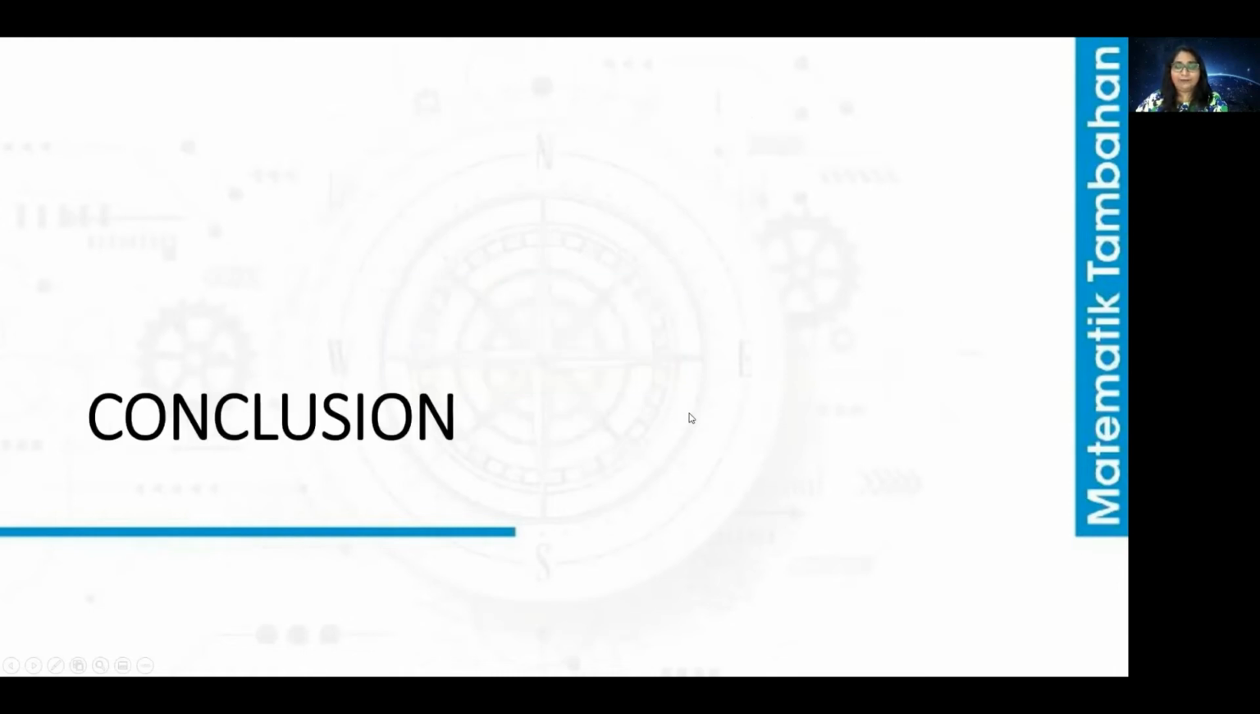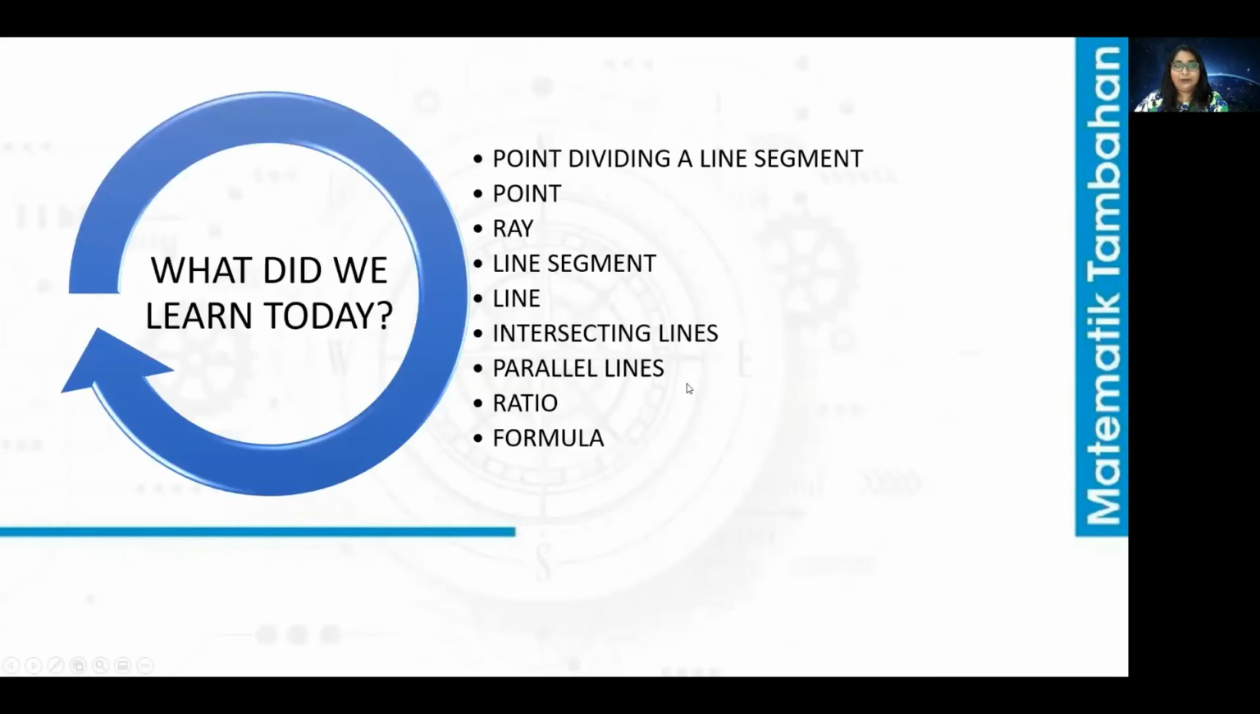Now let's move on to the final part of today's lesson. Throughout the lesson, what are the keywords that we have learned? Yes, that is right. We learned about point, ray, line segment, line, point dividing a line segment, intersecting lines, parallel lines, ratio, and we also learned the formula for finding the point dividing a line segment. For parallel lines and intersecting lines, we will be using this knowledge in the next lesson. I hope that from today's lesson, you now know the difference between line segments and point.